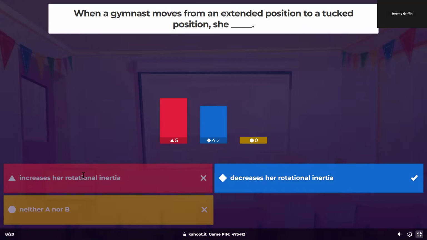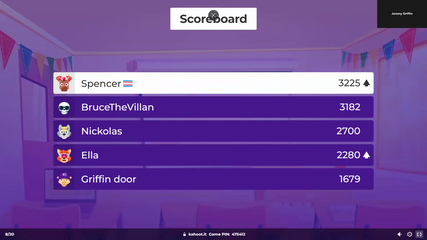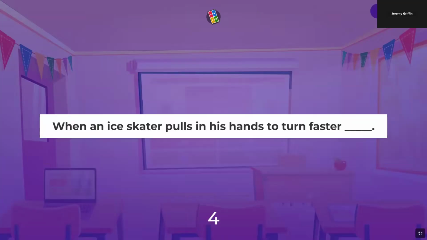Okay, any questions on any of these so far? That's right. All right. Got Gryffindor, Ella, Nicholas, Stavellin, Spencer.